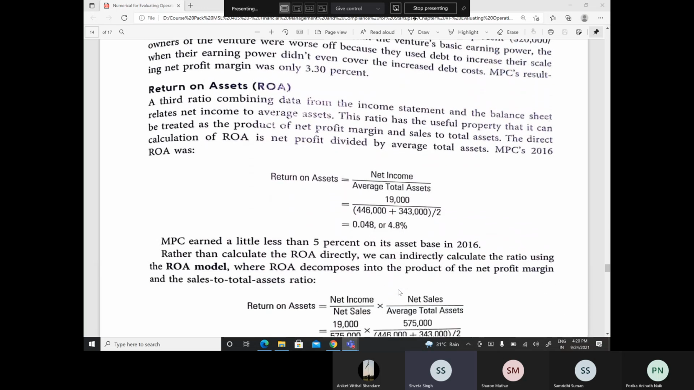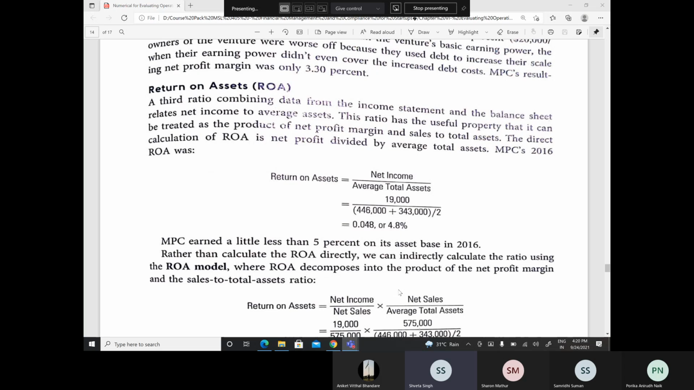Then we come to another very popular ratio, which is called return on assets, or the ROA ratio. A third ratio combining data from the income statement and the balance sheet relates net income to average assets. This ratio has the useful property that it can be treated as a product of net profit margin and sales to total assets. The direct calculation of ROA is net profit divided by the average total assets.